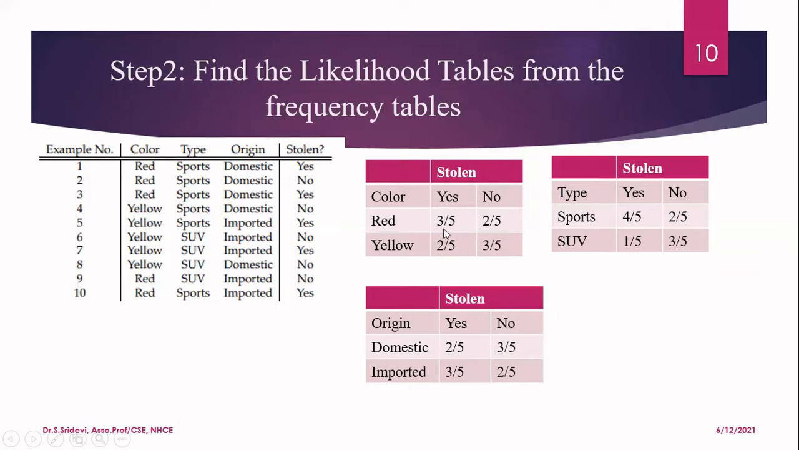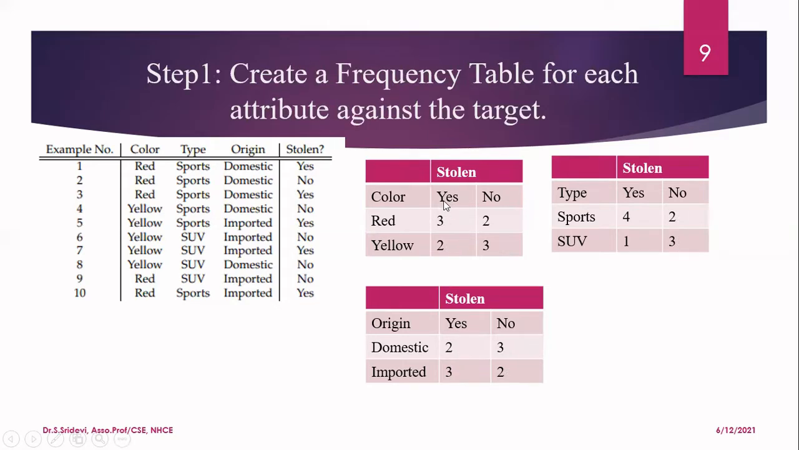And instead of 2, I have written 2 by 5. So what is the meaning? When you consider the column yes, let us consider stolen and the color. In the color, if you consider the yes column, totally I have 5 count. 3 is for red and 2 is for yellow. So what is the count of the yes column? It is 5. Therefore, to calculate the likelihood probability, you have to divide every value in this table by 5. Similarly, you consider no.